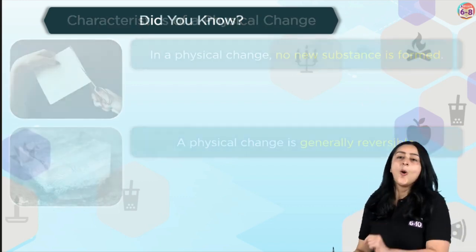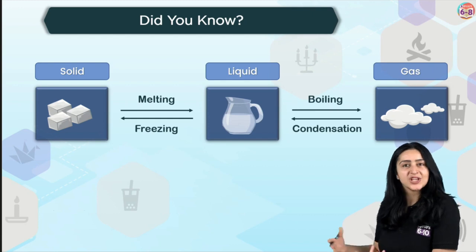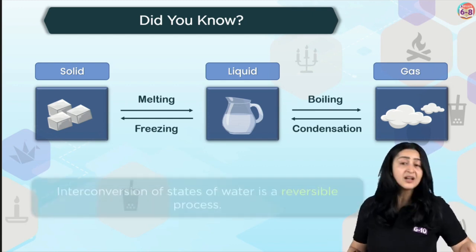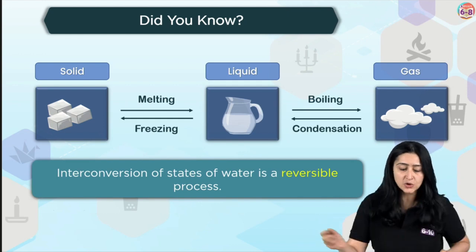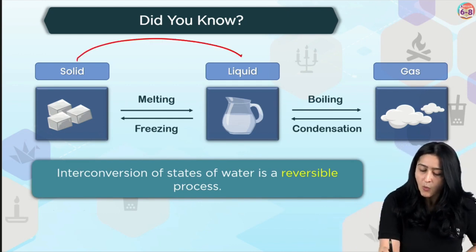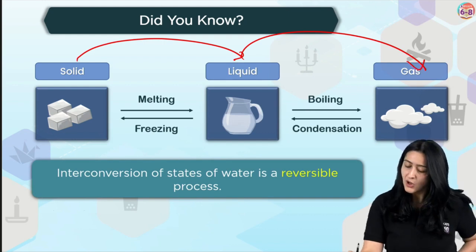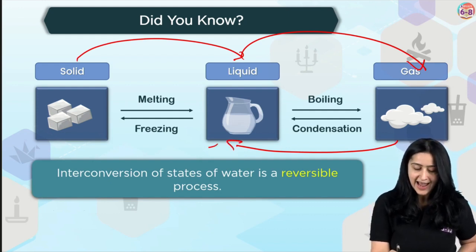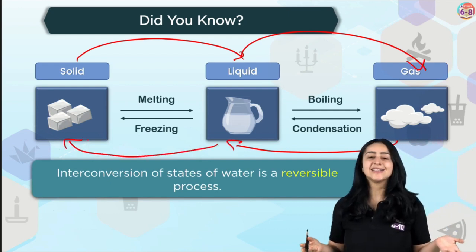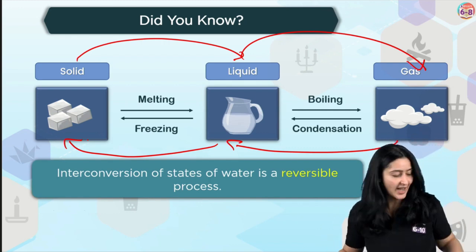Now, when we talk about the water cycle, we're talking about the change of state in water. The interconversion of the states of water is a reversible change. You can go from ice to water, water to water vapor. Then if you do condensation on the water vapor, you will get back water again, and you will get back your ice again. It keeps changing, and this is in fact how our water cycle happens.